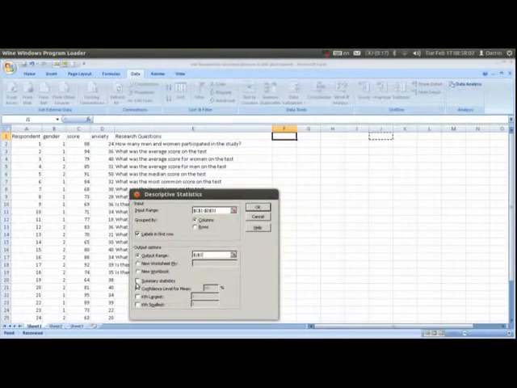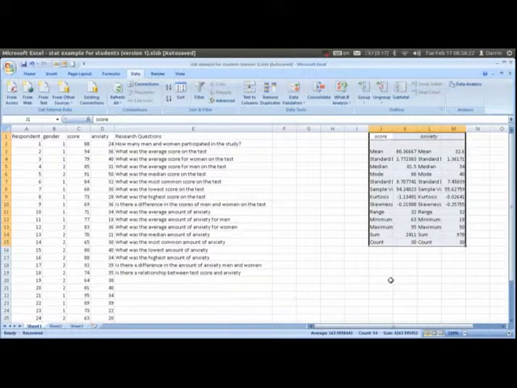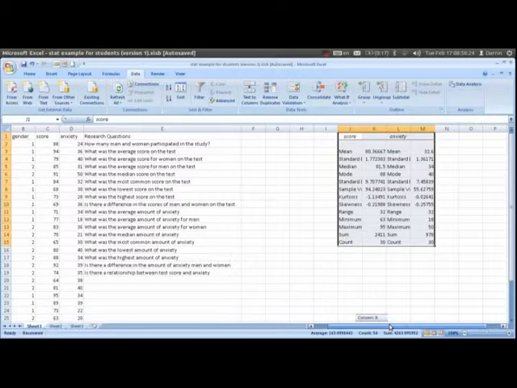We also want to make sure we have the summary statistics. This is useful information for us. This other information is probably not going to be useful at this particular level of analysis. We don't need confidence levels for the mean. We don't need the K largest or the K smallest. After filling in this data as indicated, we click OK. And as you can see, we have some very useful information right over here.